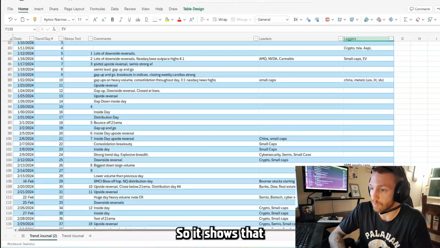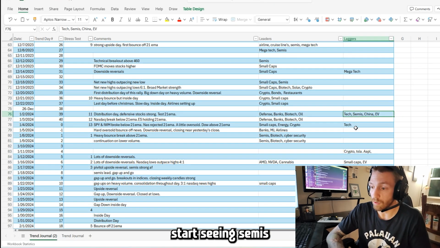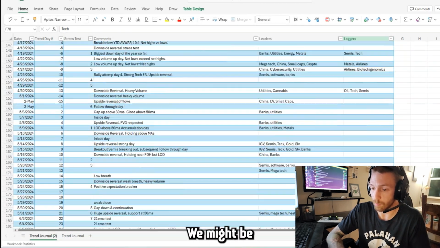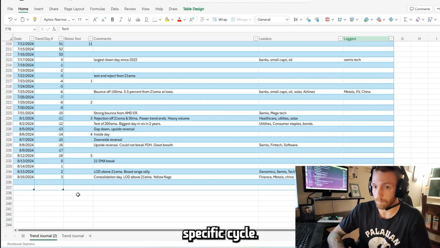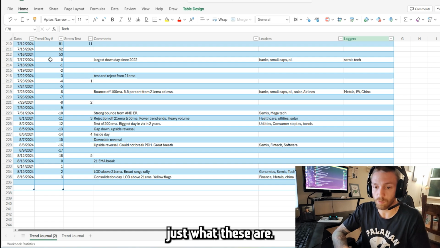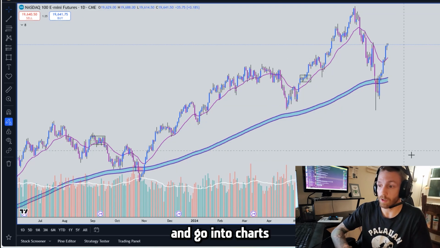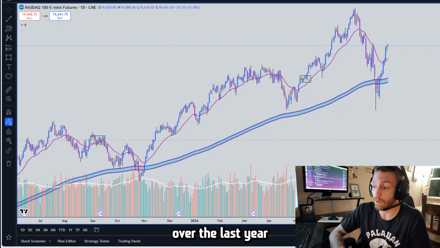So it helps you determine, hey, when you start seeing semis and tech lagging, we might be towards the end of this possible uptrend. We might be towards the end of this specific cycle. And that's just what these are. These are keeping track of market cycles. So next, I'm going to go into the NQ and go into charts and show you exactly how this has played out over the last year or so.